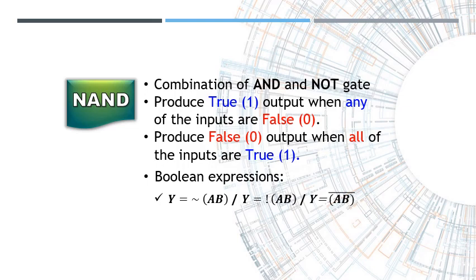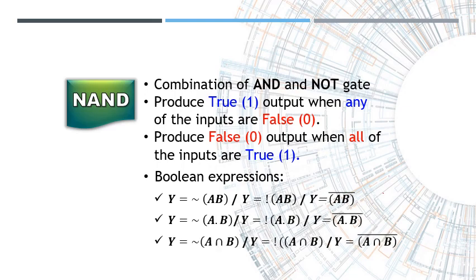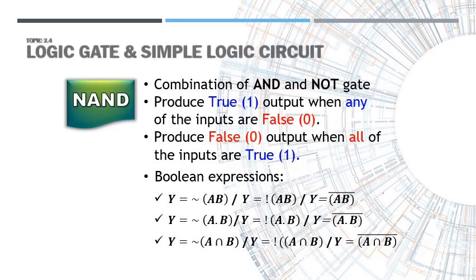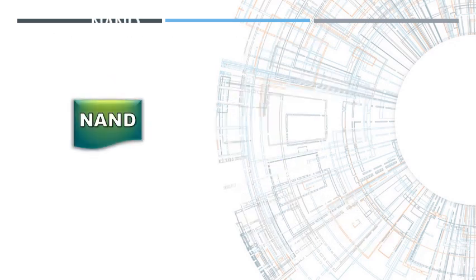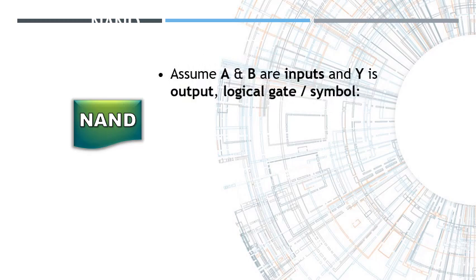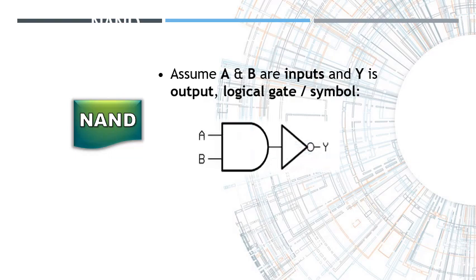So the Boolean expression, this is an example only. Don't worry about the symbol. The main important thing is that you understand what AND, OR and NOT are. Assume A and B are inputs and Y is output. So the symbol or logic gate is like this. A and B are inputs and Y is output. This is AND and this is NOT.